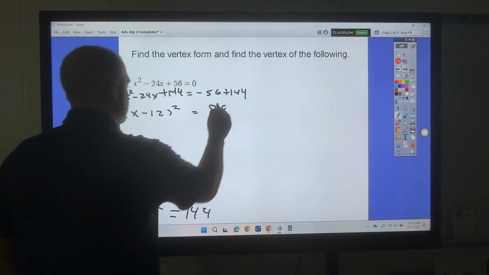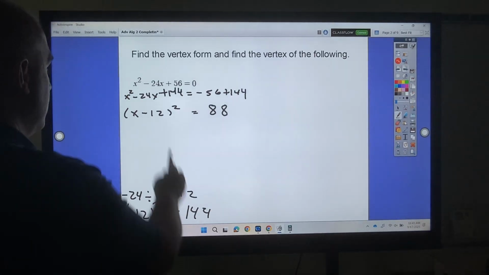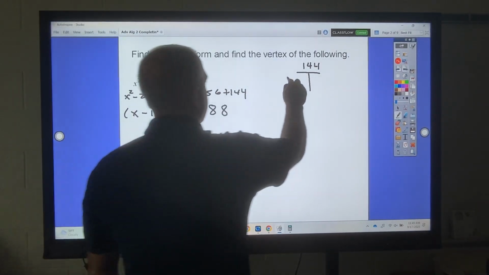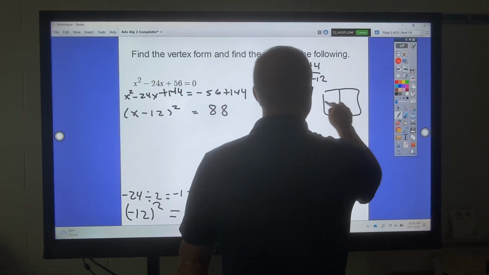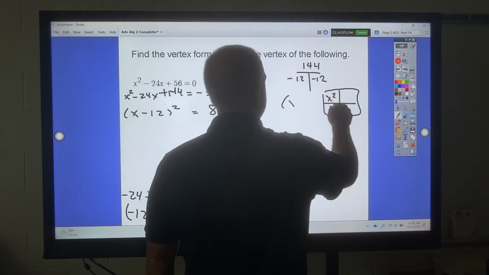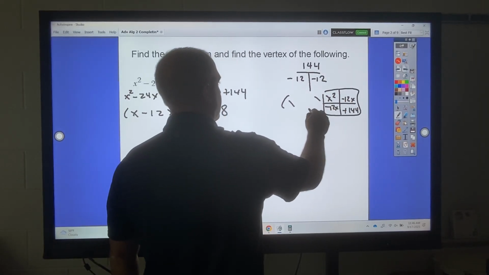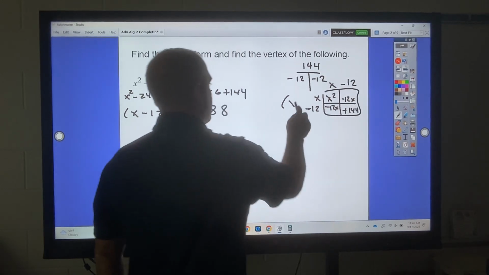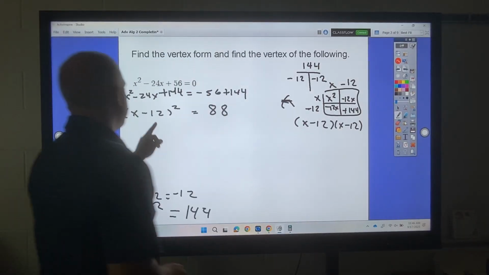Now, here's why we can do this. If I were to actually factor that, we talked about factoring. Factors of 144 that would go into the negative 24 would be negative 12. And then I would take my box. We did this earlier in this unit. x squared minus 12x plus 144. GCF is x. GCF is 12 of the minus. x, 12 of the minus. And what would that be? x minus 12, which is x minus 12 squared.